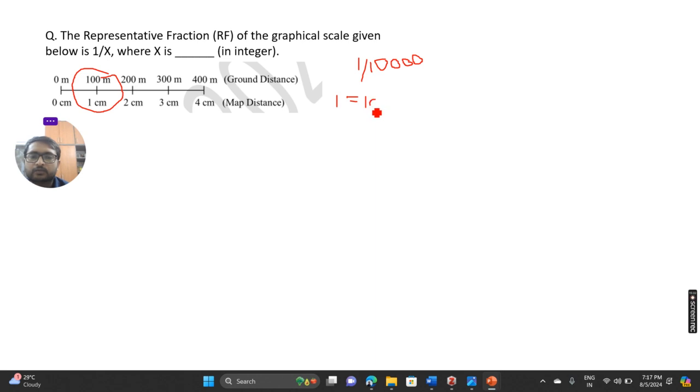Now what we have to do is make both the values in the same unit. So we'll convert the meter into centimeter. To do that we'll multiply 100 meters, so it will become 10,000 centimeter. So now it will be 1 by 10,000, so your value of x will be 10,000.